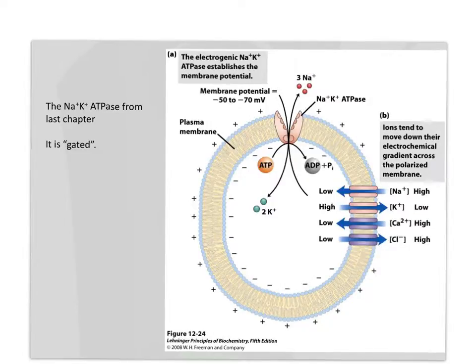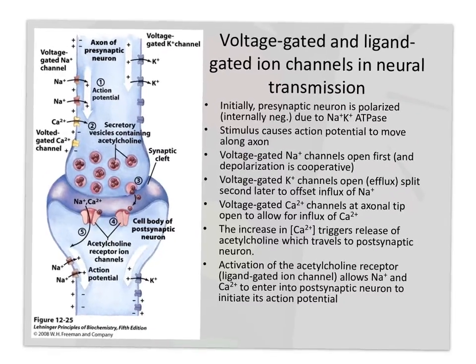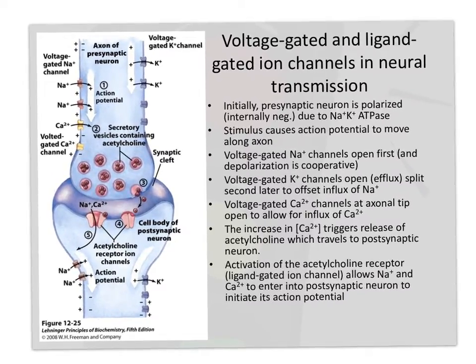And so this is just an example. Otherwise, without that, they would just go along the gradient, right? If you have too many sodiums on the outside, it would flow into the inside and vice versa. Now, it can be much more complex, and this is something you should probably review from anatomy and physiology. This is for neural transmission, and it shows you that it can be much more complicated, and it can be an amalgam, a mixture of different processes.